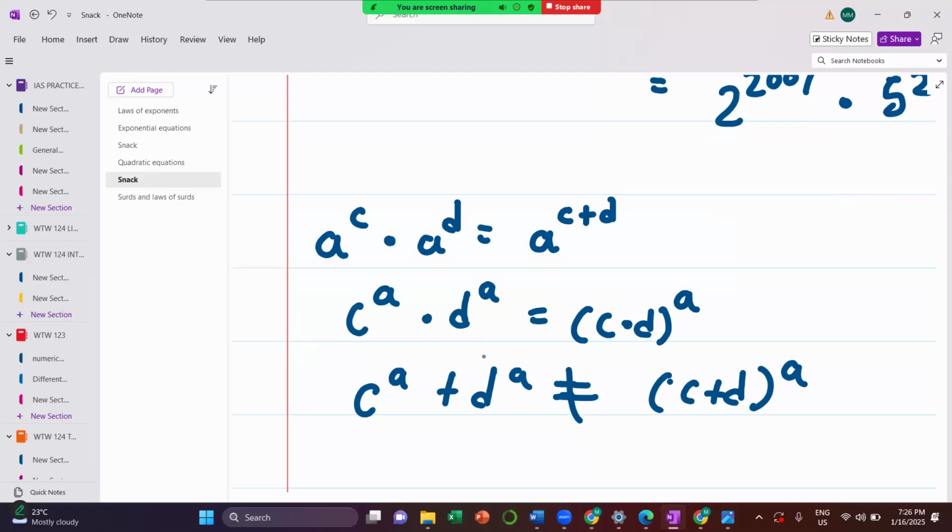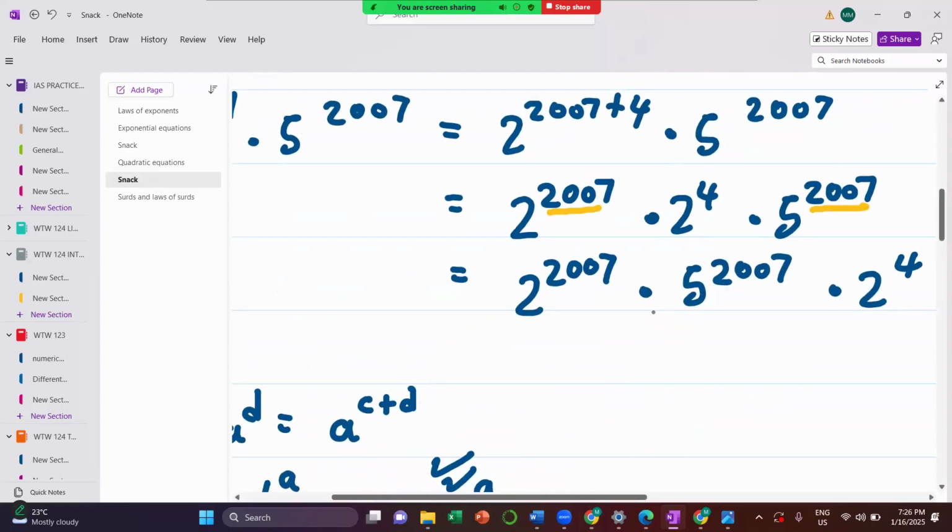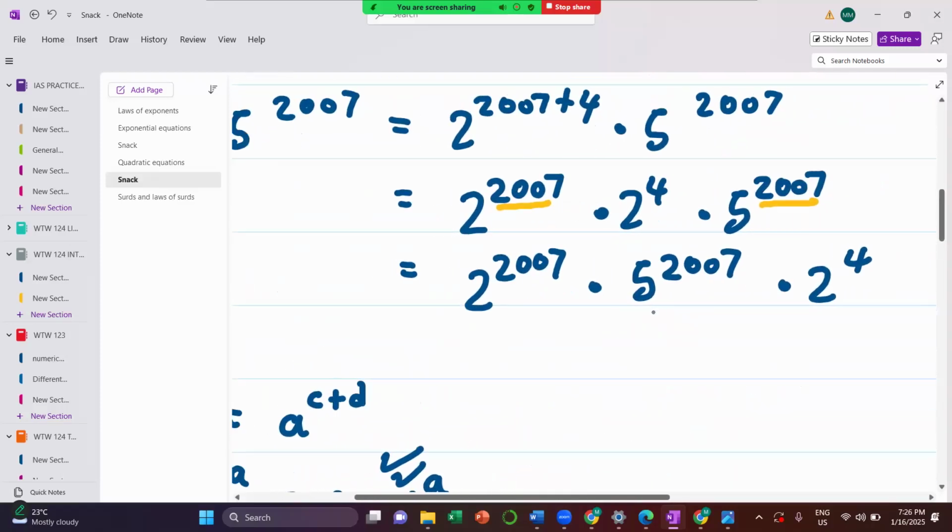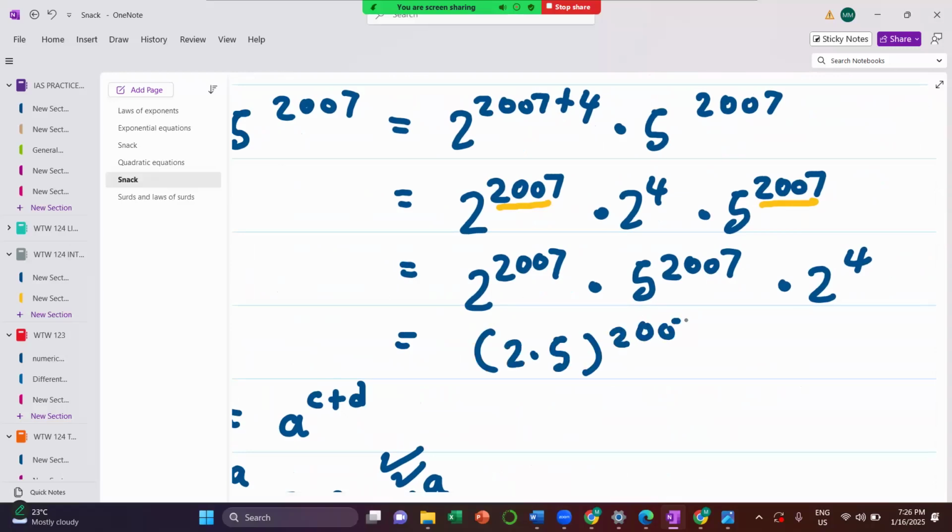Yes, sir. So this is the law that we are going to apply. Now I will multiply 2 times 5 and keep the exponent of 2007, right? But what is 2 to the exponent of 4? It's just 16. Are you okay?